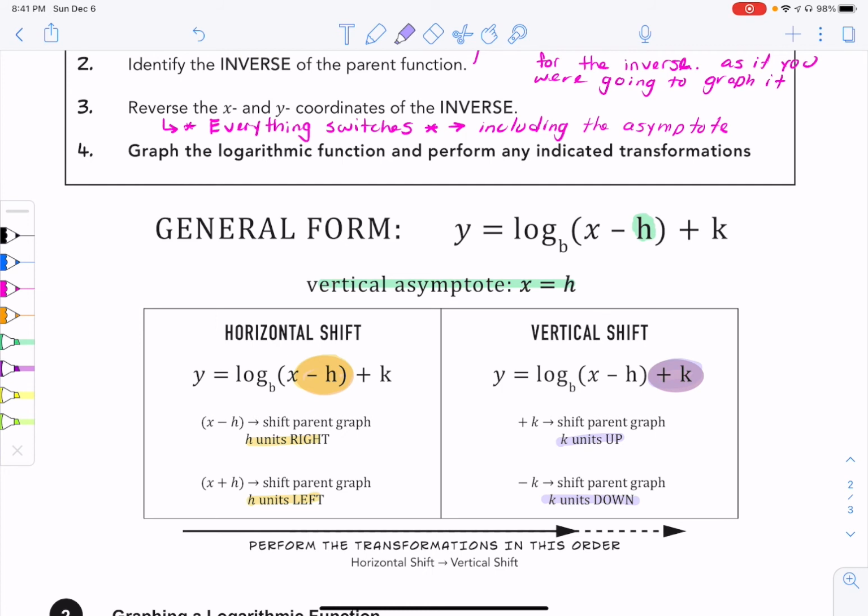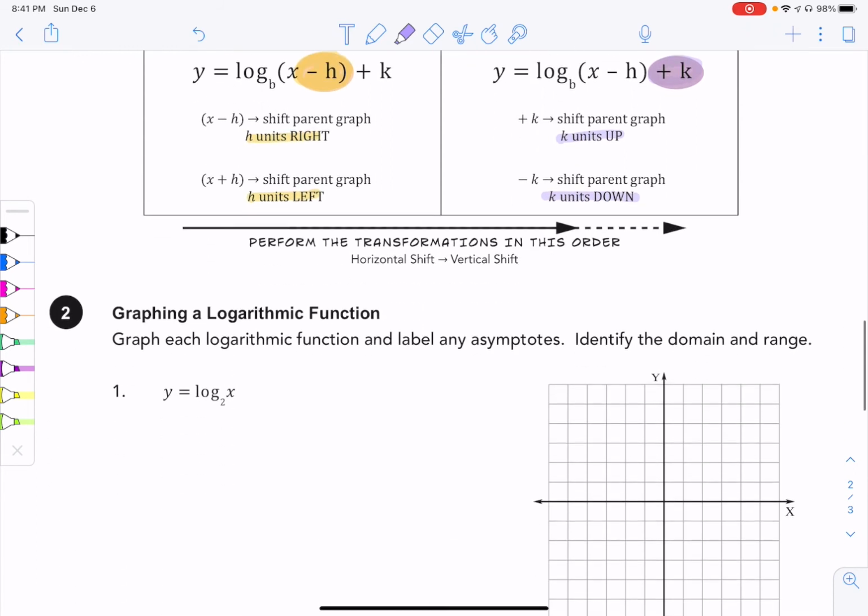Those are the only two transformations we're going to do for logs. I know there are more transformations. You will see those in later math classes, but we are just talking about the general idea of logarithms. So we're just touching base on a few different things, but we're not going into depth with logarithms.